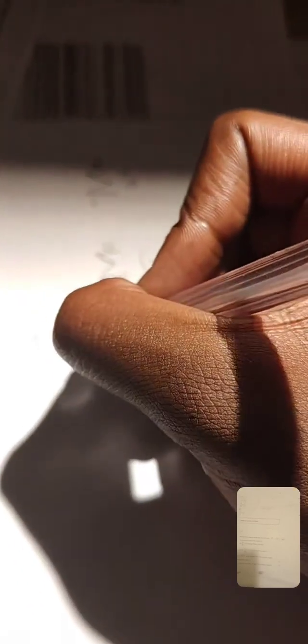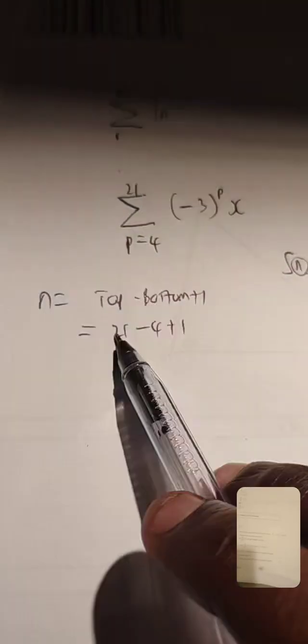As you said, we are going to try and find these aspects, n, a, r, so that we can substitute these things in there. We're going to first start, like we said, with n. N is equal to top minus bottom plus 1, which is no problem. 21 minus 4 plus 1. 21 minus 4 is going to give us 17. 17 plus 1 is 18.